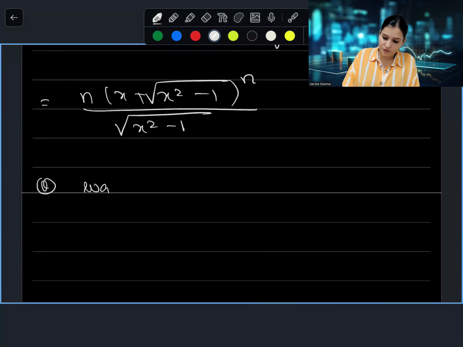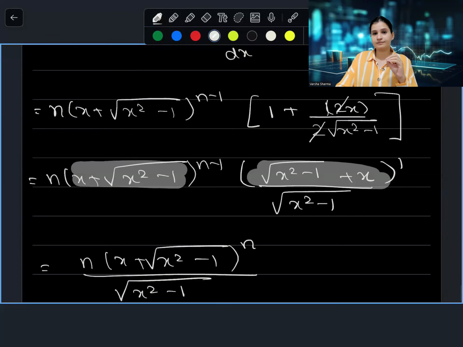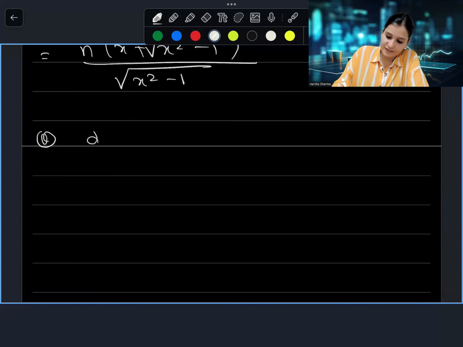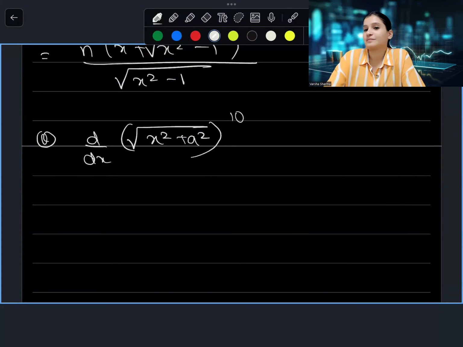One more similar sum. Okay, ma'am. Okay, first differentiate this term. There's a doubt here. This will be a more complicated sum, but this is the foundation for it.